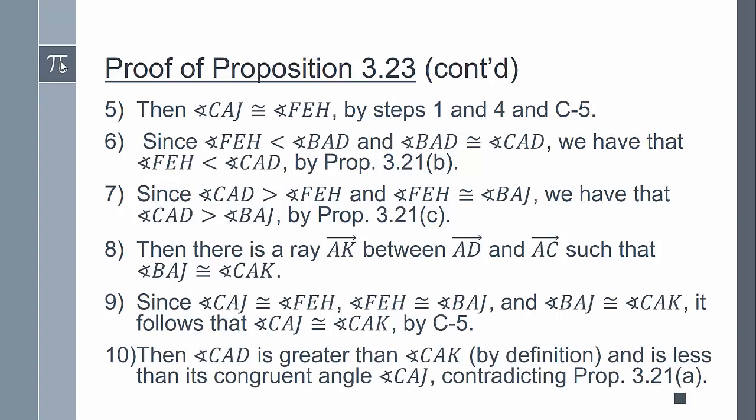So in step 9, we showed that angle CAJ is congruent to angle CAK, but this produces a contradiction because CAD is greater than one angle and less than the other angle. CAD is greater than angle CAK by definition of angle CAK, and it's less than the congruent angle CAJ. So this contradicts proposition 3.21 part A. And so we can conclude that all right angles are congruent.